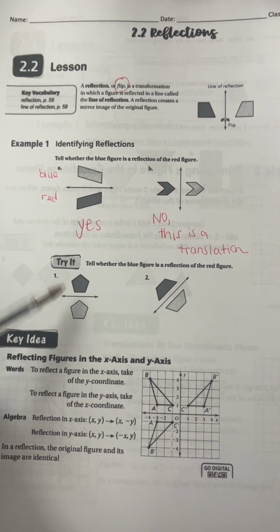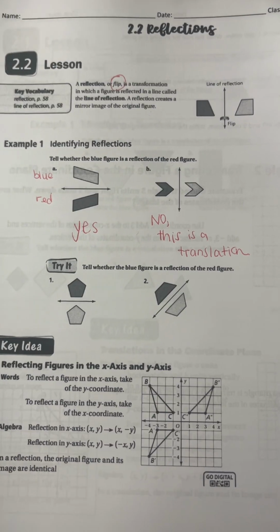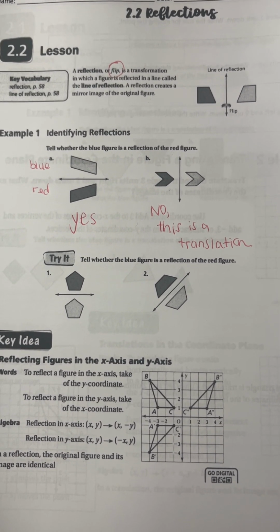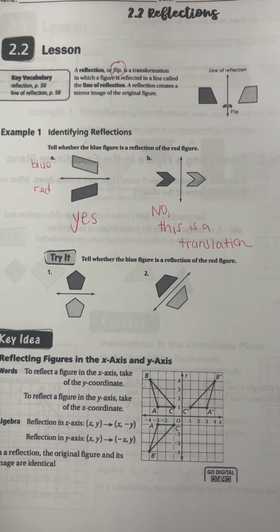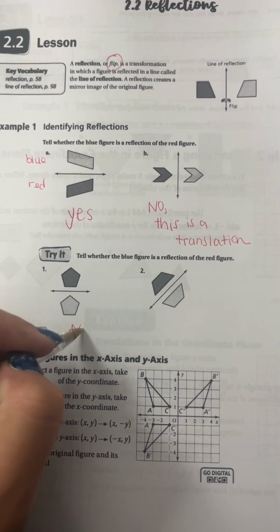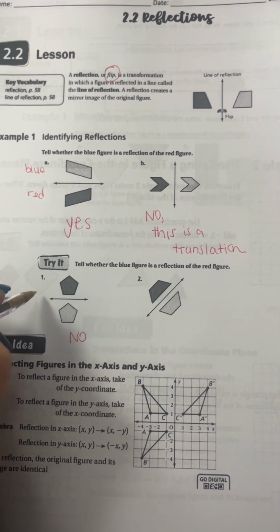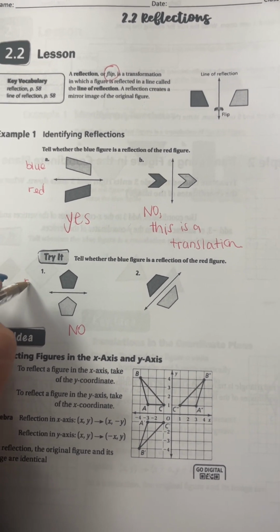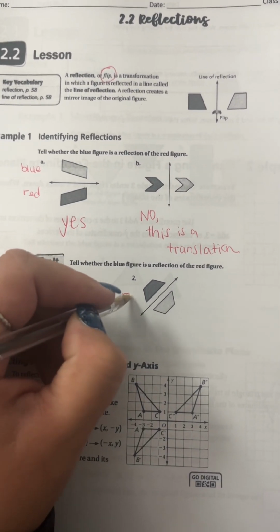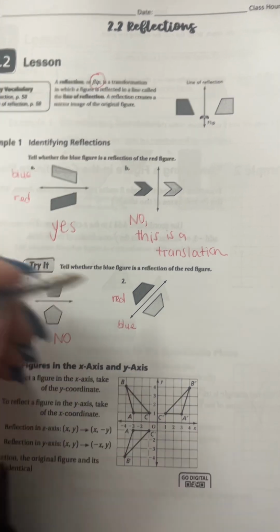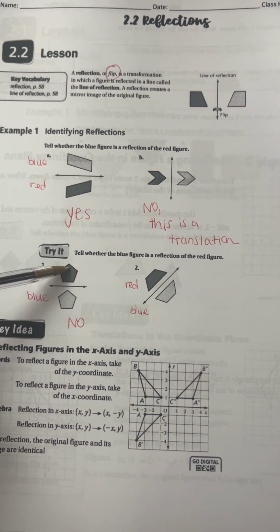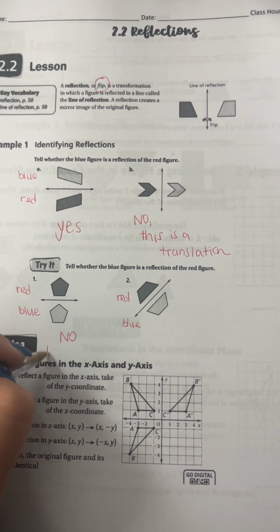Okay, so you take a second to go ahead and answer those on your own. Pause if you need to. Okay, the first one is a no. You don't necessarily need to pay huge attention to which one is the red and which one is the blue, but this one's red, this one's blue, this one's red, this one's blue. Tell whether the blue is a reflection of the red. So we're starting with red, going to blue. This one just slid, right? This is a translation.